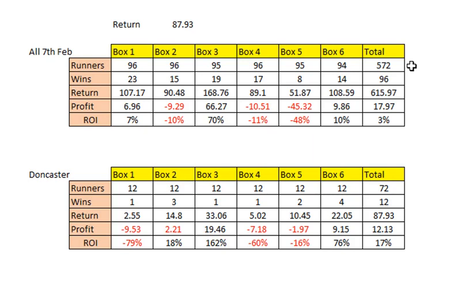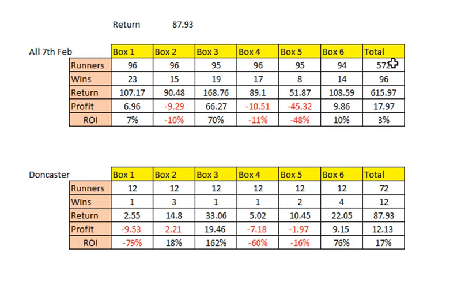So you can see there, if we backed every box 1, there were 96 trap 1 dogs, we would have made 7% on our money. Box 2 we would have lost £9.29. Box 3 we would have made £66, and that's because of a 33 winner. Box 4 we would have lost £10.50. Box 5 we would have lost £45. Box 6 we would have made nearly £10.